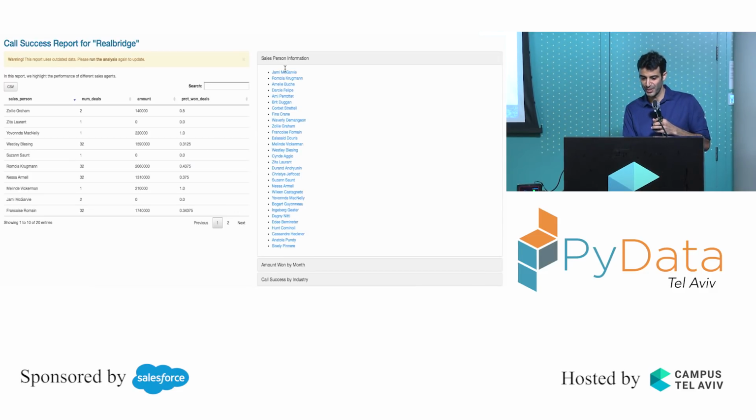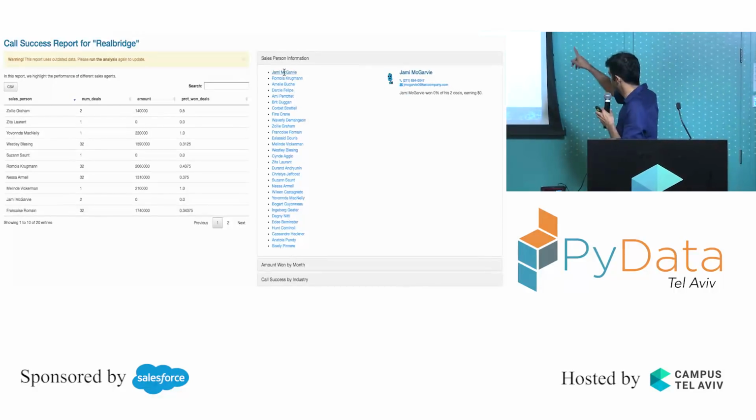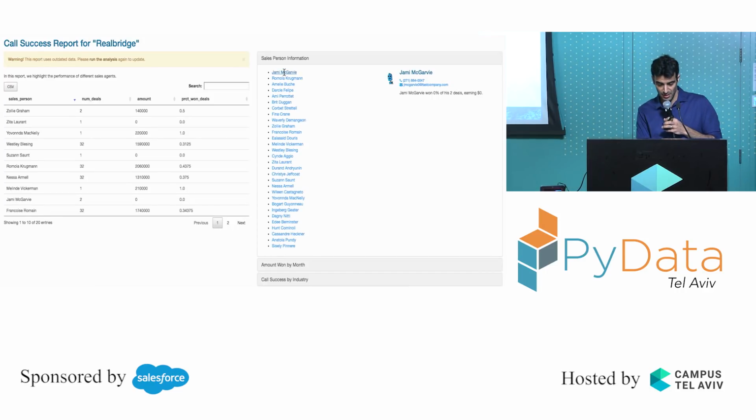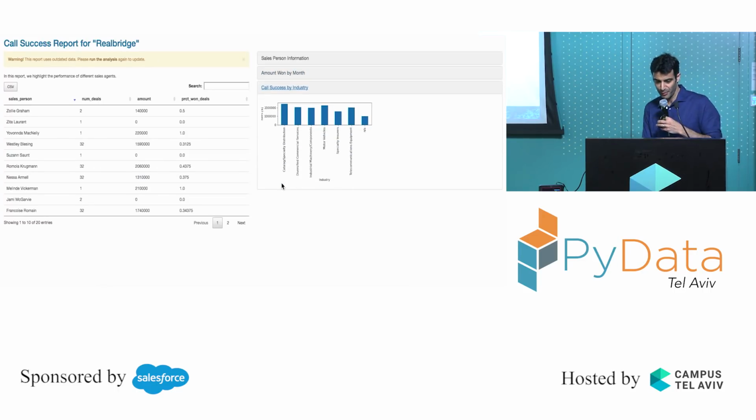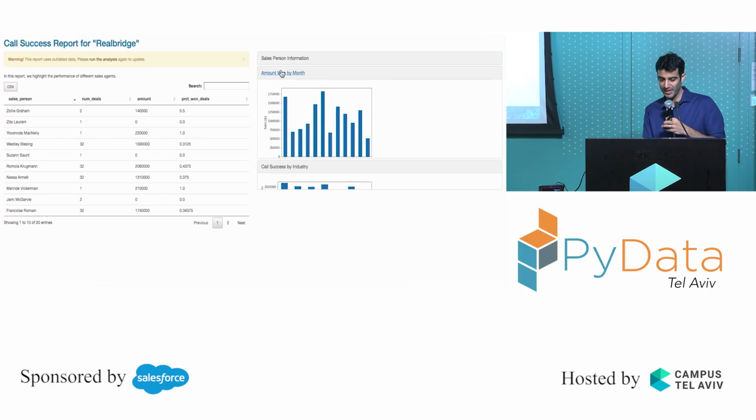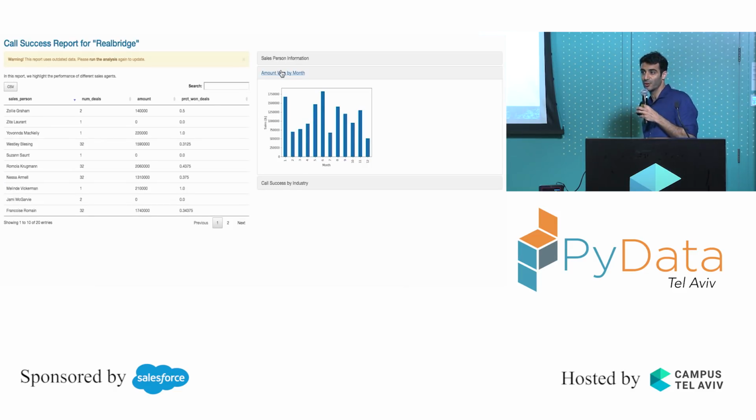We can get more information about each of the salespeople. For each one, we have the phone and email if we want that, and the results of the salesperson. We save space, but we also include the reports for the performance by month or by industry, and all of that is created automatically.